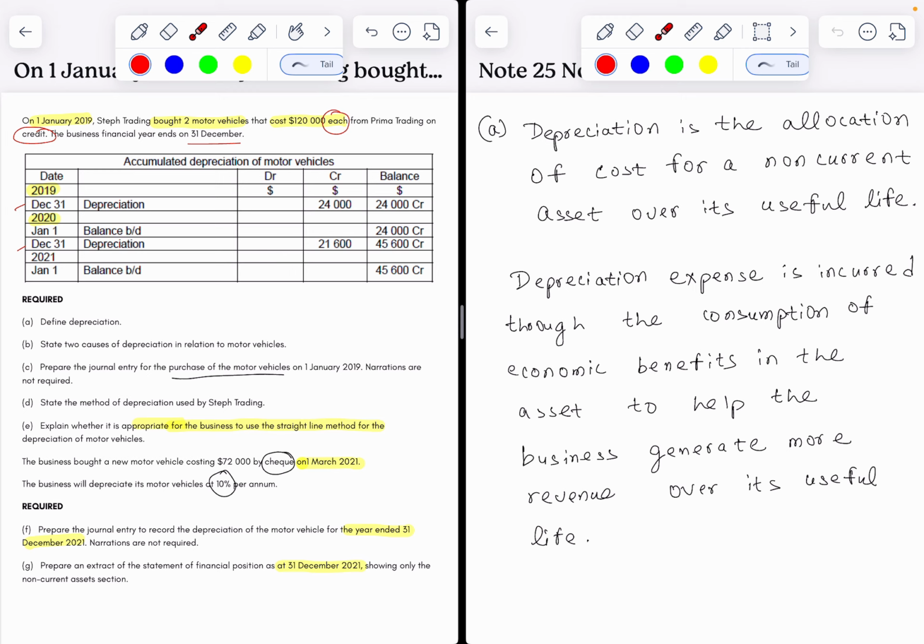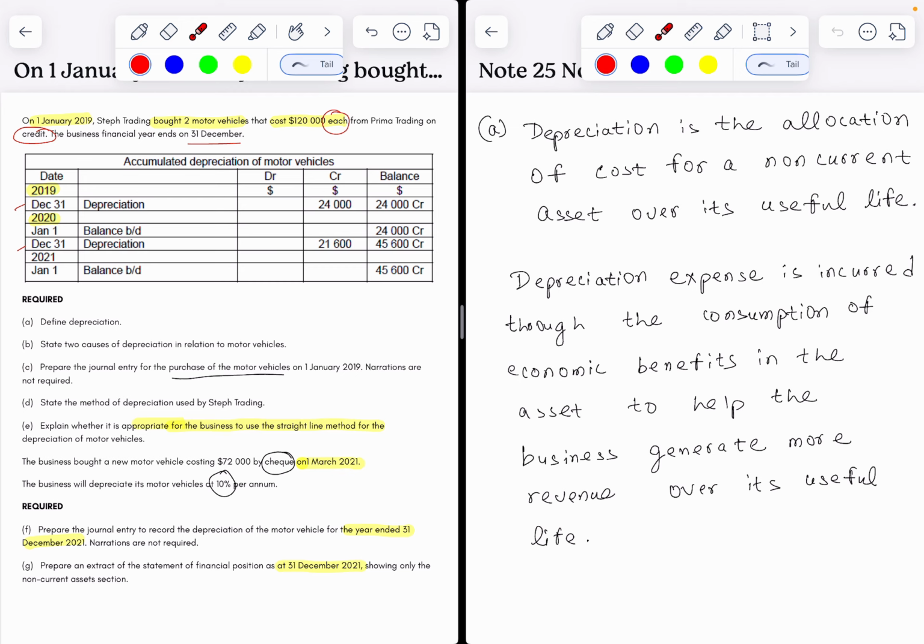You want to buy the non-current asset in your business so that it can improve the results that your business generates for its customers, right? How much more value or more revenue can the business generate from its customers? You can also write the depreciation expense as an expense which is incurred when the consumption of economic benefits happens from the asset, and that consumption of economic benefits gets transferred throughout the business operations to help the business generate more revenue, all right?